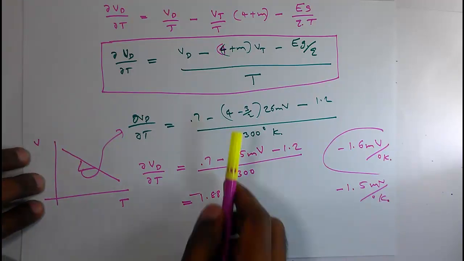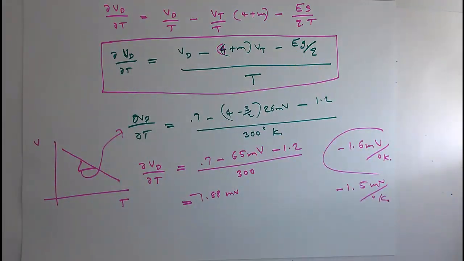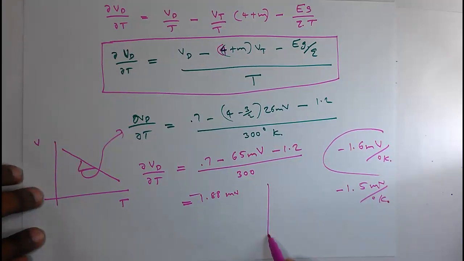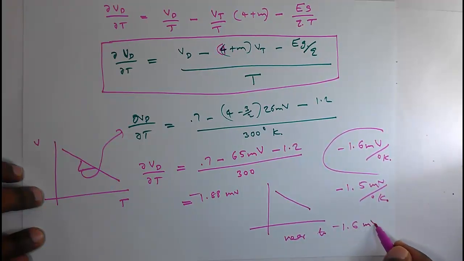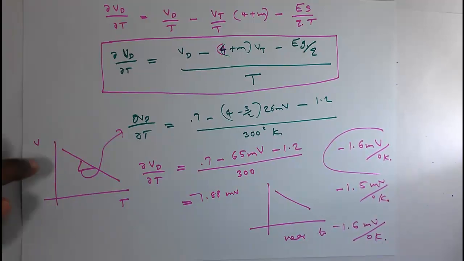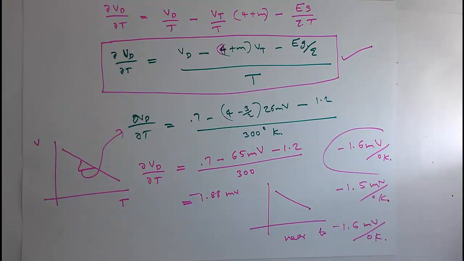If you put the exact value of Vd and the exact value for the energy Eg, then you will get the exact value of ∂Vd/∂T. But for the design of the bandgap, we just need to understand that the slope of the CTAT will be near minus 1.6 millivolt per degree Kelvin. This expression is extremely important, and we will come back to this later in the discussion.